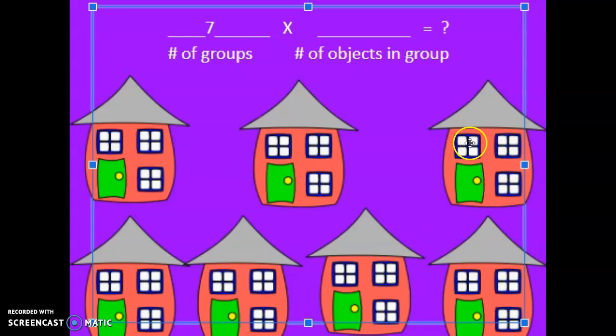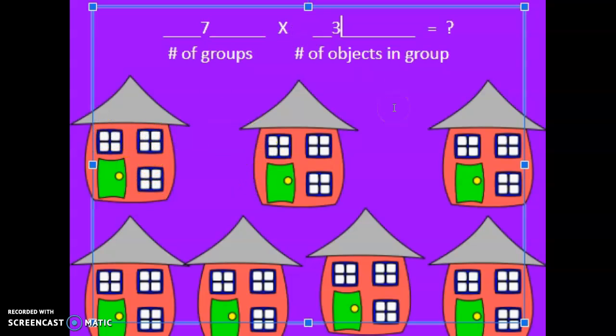Since they're all the same, I'm going to count 1, 2, 3. So I have 3 of those objects in each group. And again, I'm going to be thinking about how I would say this. I would say there are 7 groups of 3 because I'm only talking about the windows.